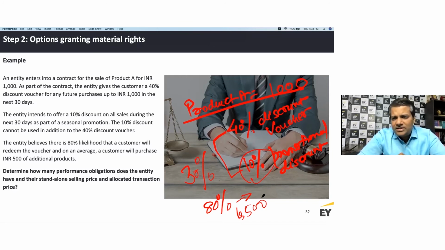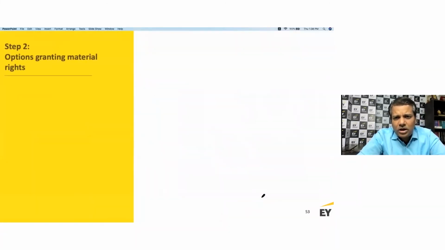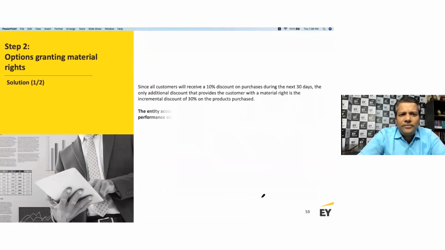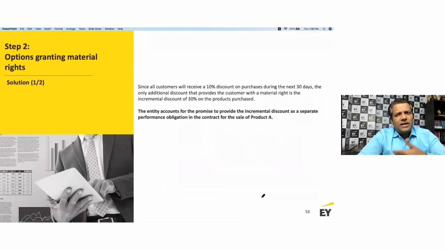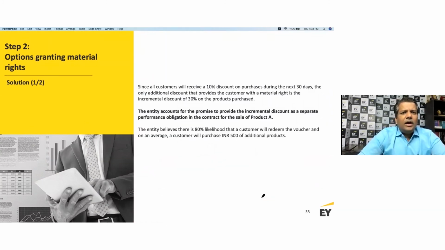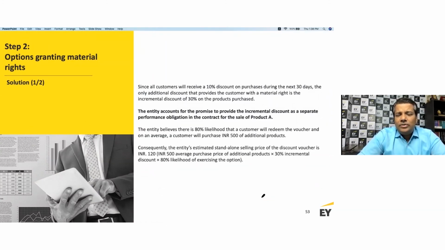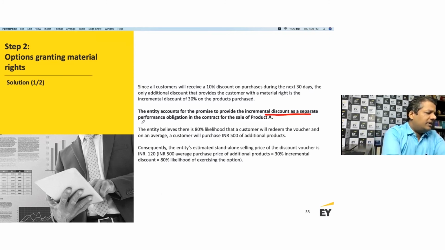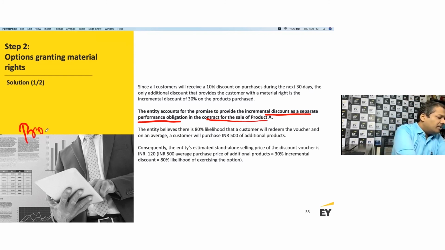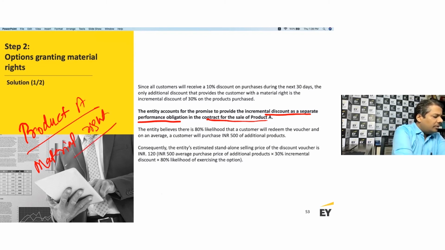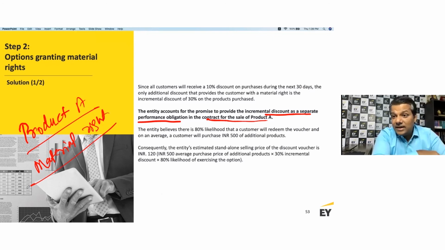So how many performance obligations do I have? When I look at this, I have 2 performance obligations. What are those 2? Everybody is going to receive a discount of 10%. That's not a material right. Now, I'm going to give an additional 30% discount. That's the material right to a customer. So essentially, the entity promised to provide the incremental discount, which is a separate performance obligation in the contract. The sale of product A is one performance obligation, and the material right, which is the discount voucher, is the other performance obligation.